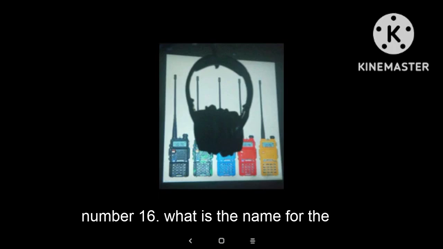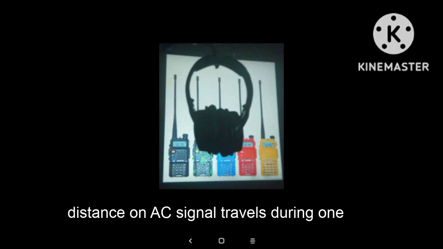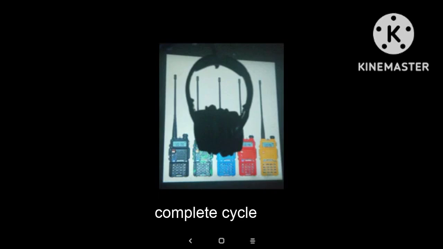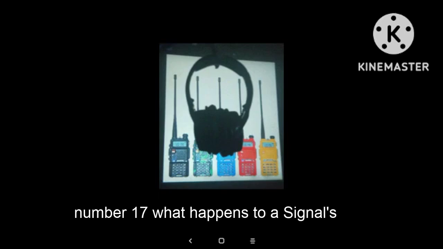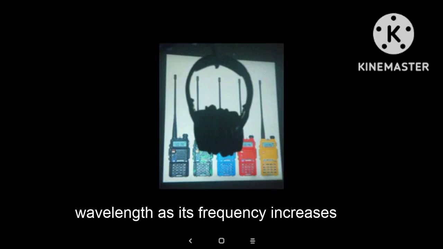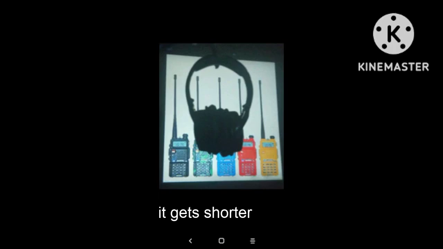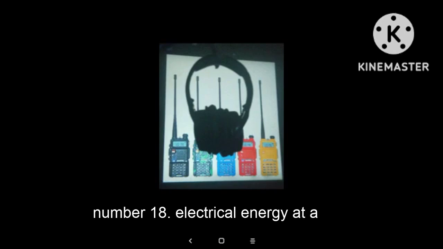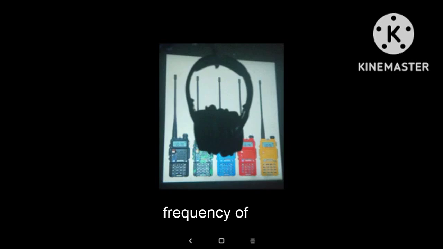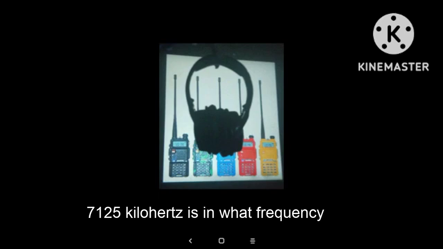Number 16. What is the name for the distance an AC signal travels during one complete cycle? Wavelength. Number 17. What happens to a signal's wavelength as its frequency increases? It gets shorter. Number 18. Electrical energy at a frequency of 7,125 kilohertz is in what frequency range?